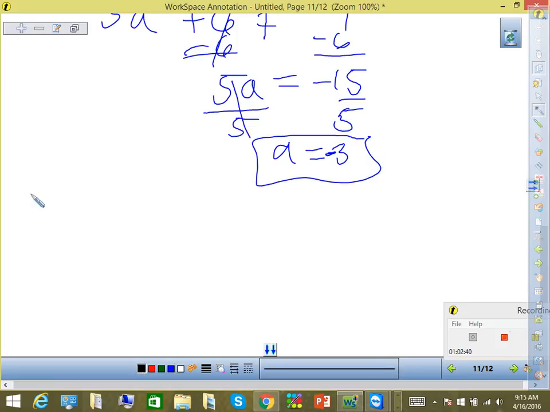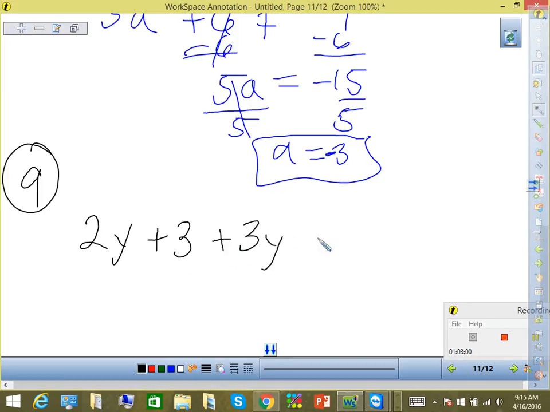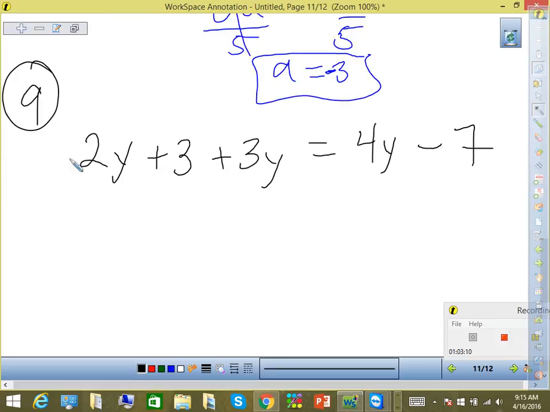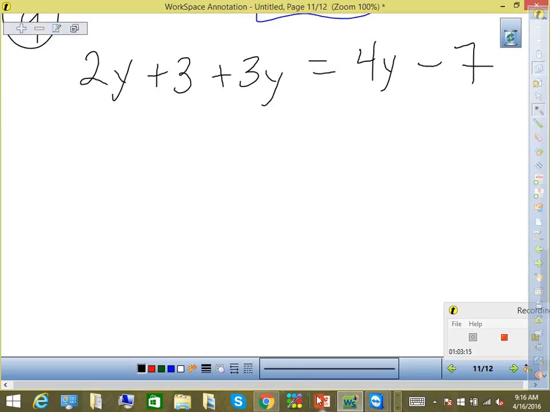Do example 9. Here we go. 2y plus 3 plus 3y equals 4y minus 7. See if you can do this one by yourself. Remember, simplify one side all the way, and then get all variables to the other side.